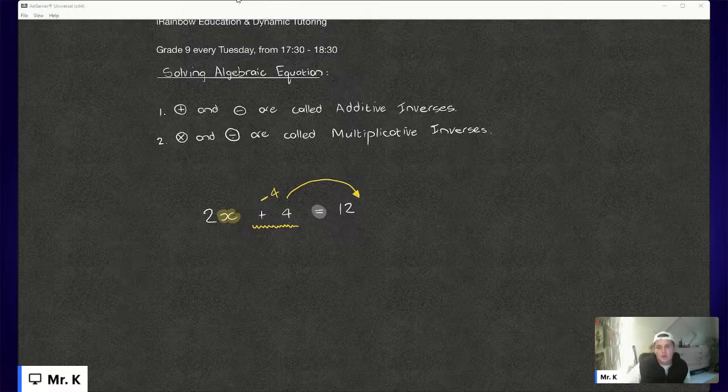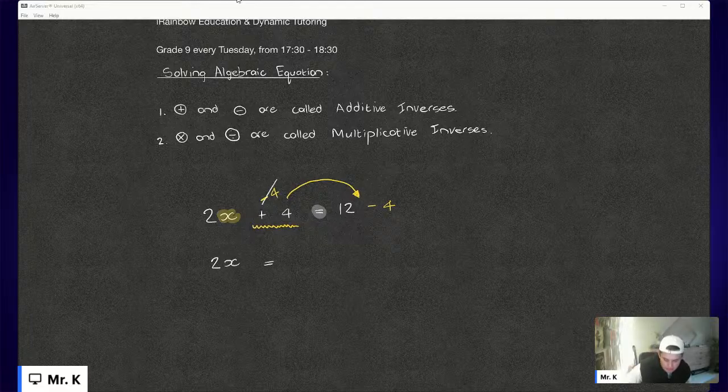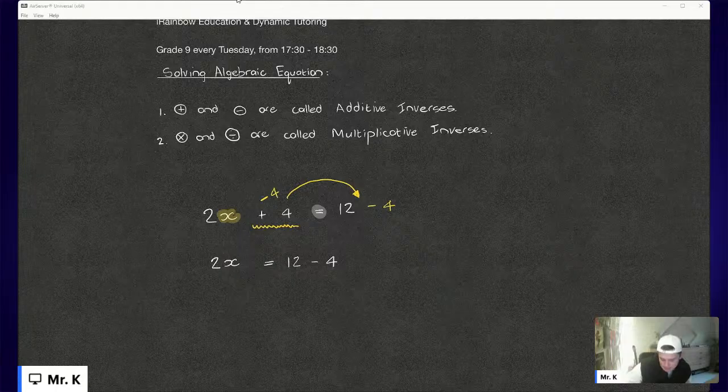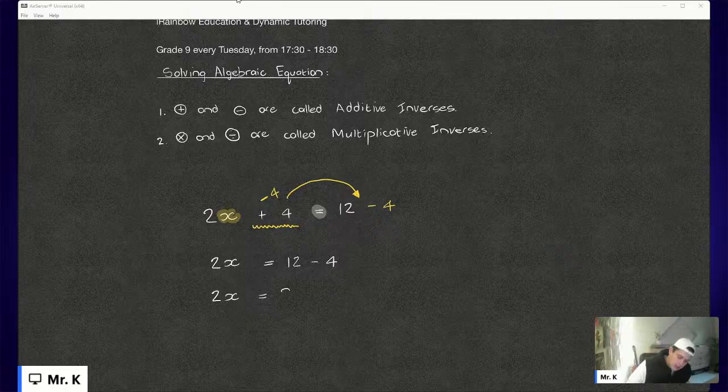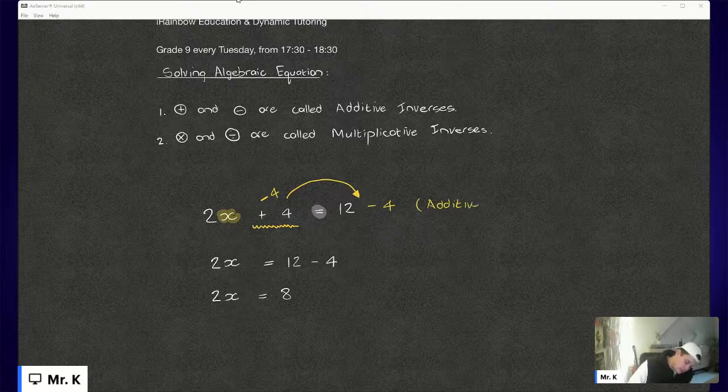But when we're working with an equation, we need to make sure that we do the same thing on the left-hand side and on the right-hand side of the equation. So on the left over here, we would have 2x. These two 4s, the minus 4 and the plus 4, are going to cancel one another out, leaving me with 12 minus 4 on the right-hand side. So when I simplify that, I'm going to get 2x is equal to 8, right? And this step uses what we referred to earlier as our additive inverses.